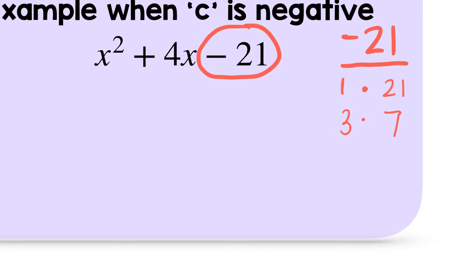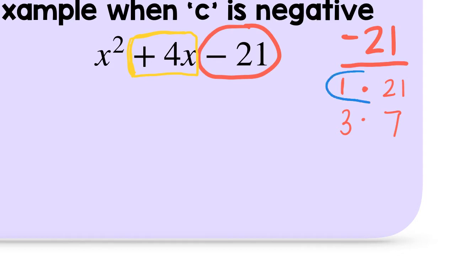Now remember, we have to make sure that these add up to this middle term here. So I need them to add up to 4. Well, if I just add these the way that they are, it's not going to equal 4, right? 1 plus 21, well, that equals 22, and 3 plus 7 equals 10. However, if I make one of them negative, then we could add up to 4. And we have to make one negative anyway because I need it to multiply to a negative 21.